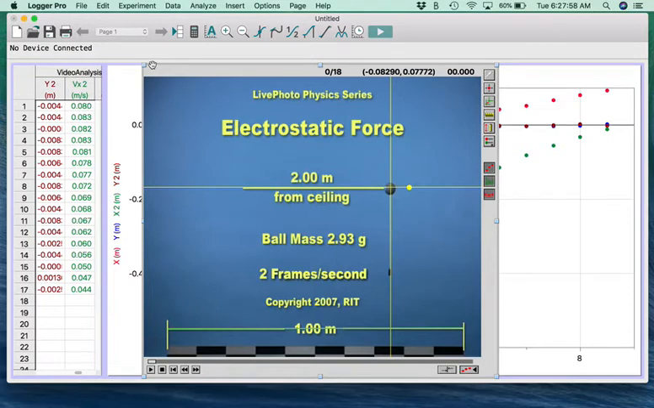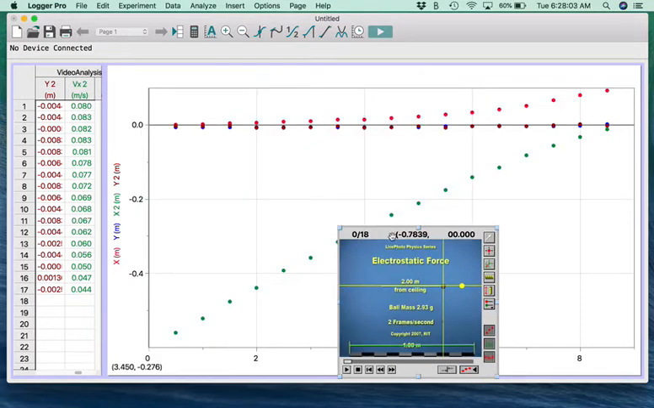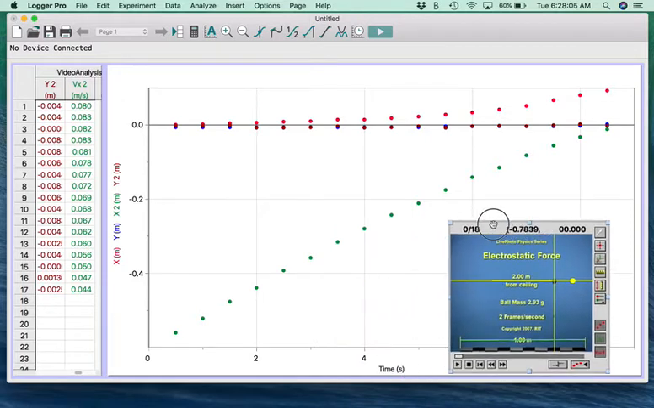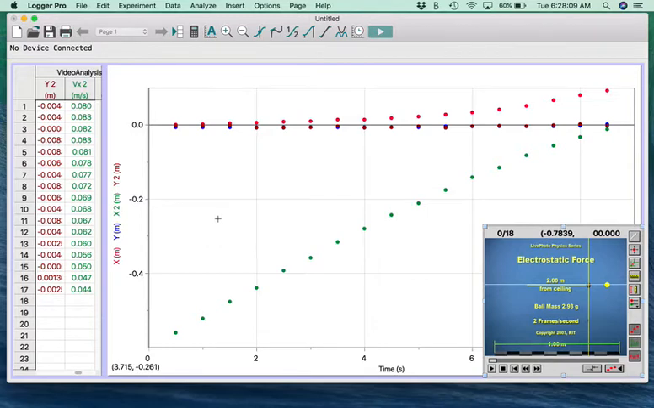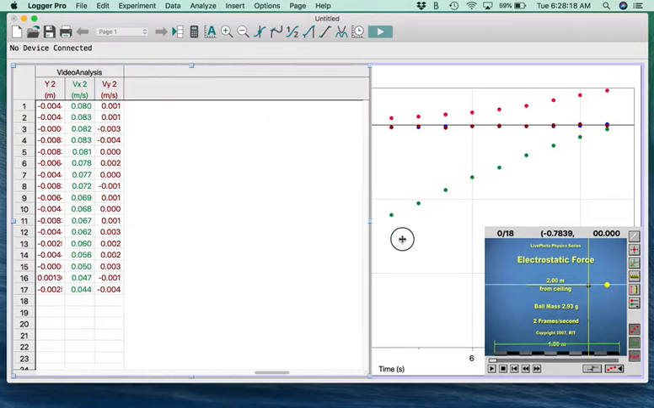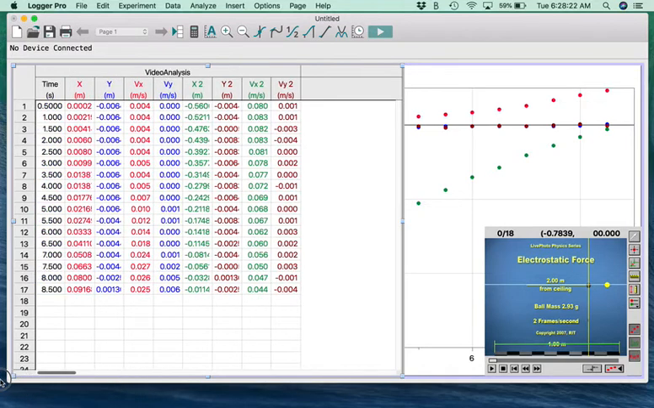I'm going to shrink this video and move it, but not close it out, in case we need to come back to it for one reason or another. My next focus is going to be to look at this data window that we've generated here. I'm going to click on that and make it much larger temporarily so that we can see all the columns of data that LoggerPro has generated, most of which we don't need.